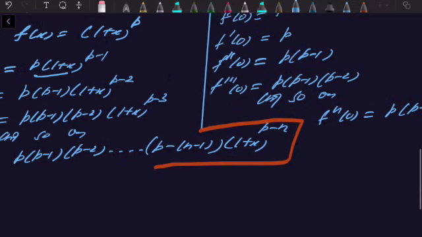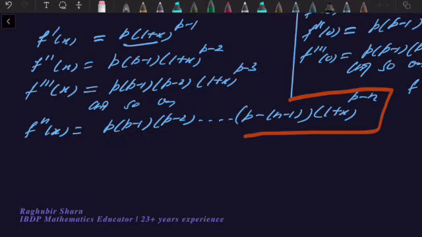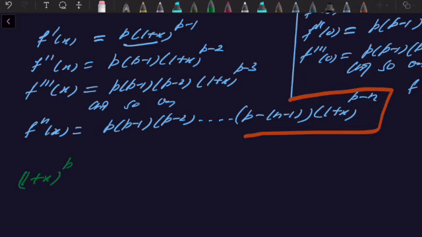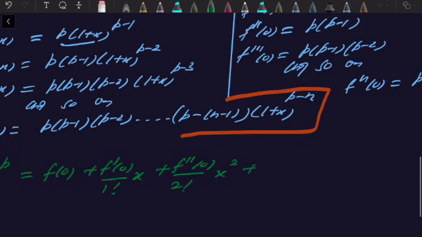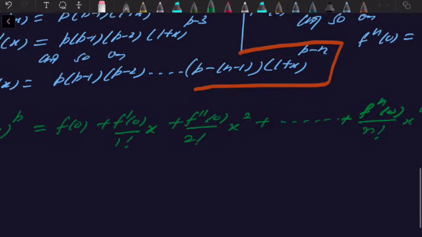Okay, so after that we use the formula for Maclaurin's expansion. So 1 plus x raised to power p, that can be done like this: the value of the function at 0, first derivative at 0 by 1 factorial into x, double derivative at 0 by 2 factorial into x square, and so on. Nth derivative at 0 divided by n factorial into x raised to power n, and so on. We plug in all these values.